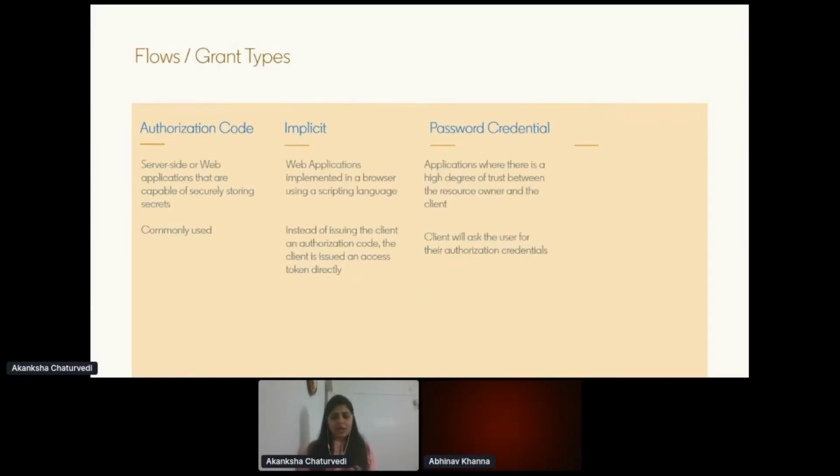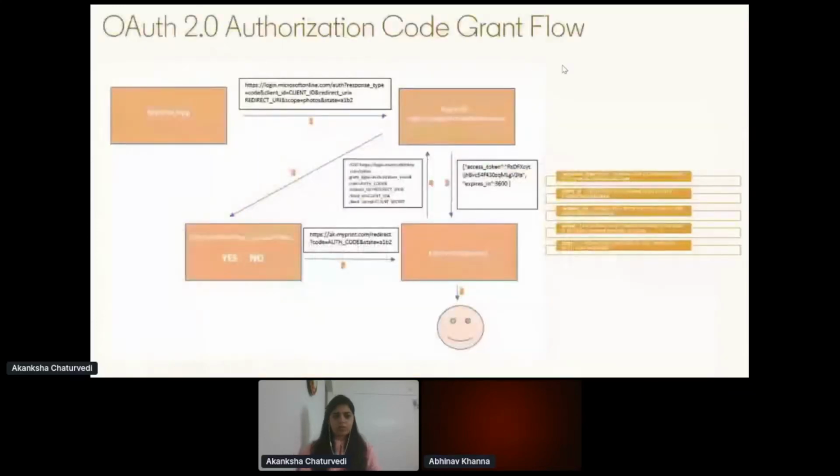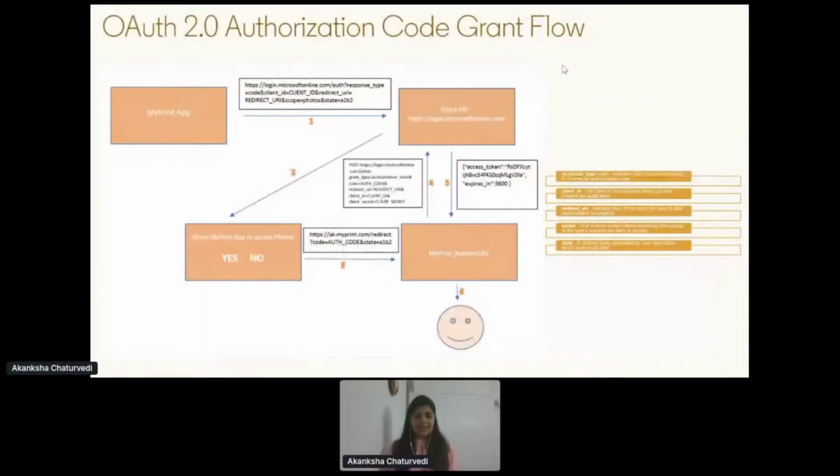Now let's talk in detail about the most common flow, that is the authorization code grant flow. So let's deep dive into the OAuth authorization code flow by taking the example of the print app, which we discussed in the previous slides. Now, the MyPrint app would like to access your photos from Microsoft OneDrive. In the previous examples, we had accessed photos from Google Photos, but in this example, we are going to access the photos from Microsoft OneDrive.